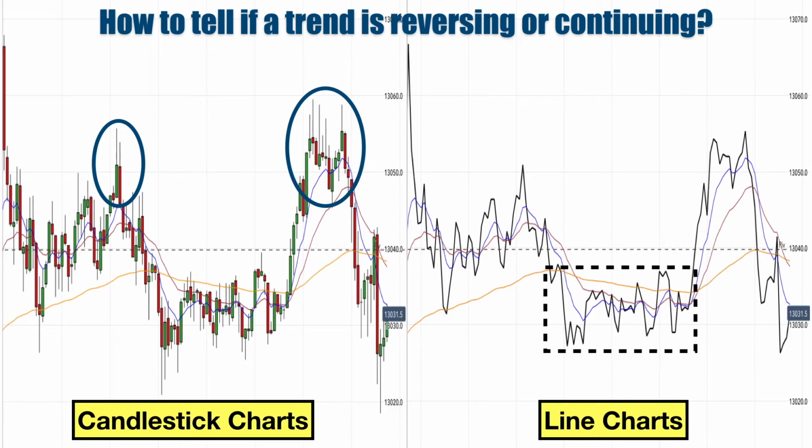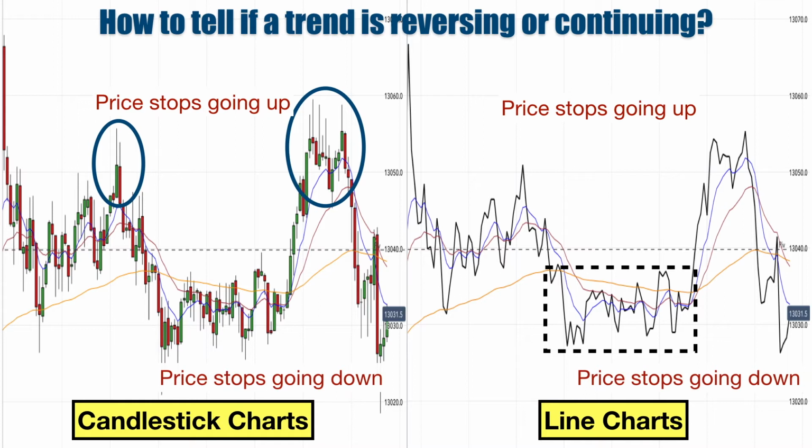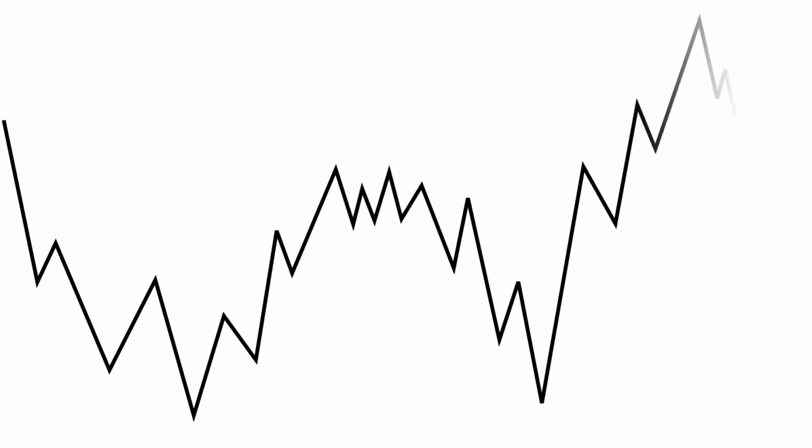When is a trend likely to end? Well, it may seem obvious, but uptrends end when prices stop going up. Downtrends end when prices stop going down. Traders watch the ebb and flow. Is the market ebbing upwards or is it ebbing downwards?